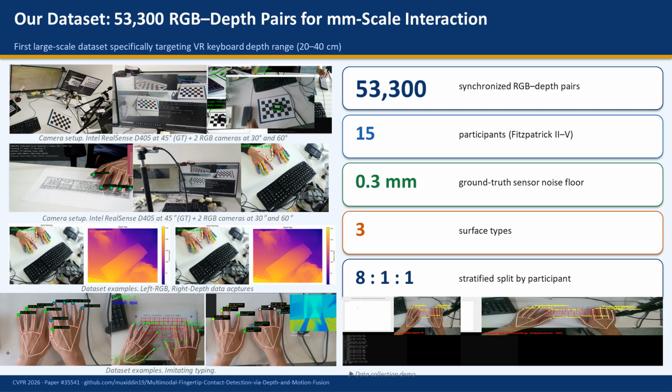We built the first large-scale close-range dataset, 53,300 synchronized RGB depth pairs from 15 participants, 3 surface types, and 3 camera angles. Intel RealSense D405 provides ground truth at 0.3 millimeter precision. Split 8 to 1 to 1 by participant to prevent identity leakage.